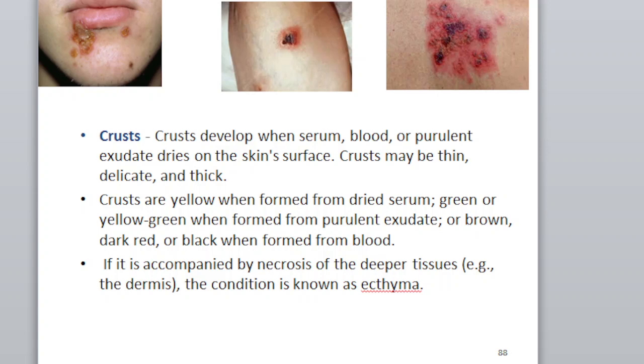Crusts develop when serum, blood, or purulent exudate dries on the skin surface. Crusts may be thin, delicate, and thick. Crusts are yellow when formed from dried serum, green or yellow-green when formed from purulent exudate, or brown, dark red, or black when formed from blood. If it is accompanied by necrosis of the deeper tissues, the dermis, the condition is known as ecthyma.